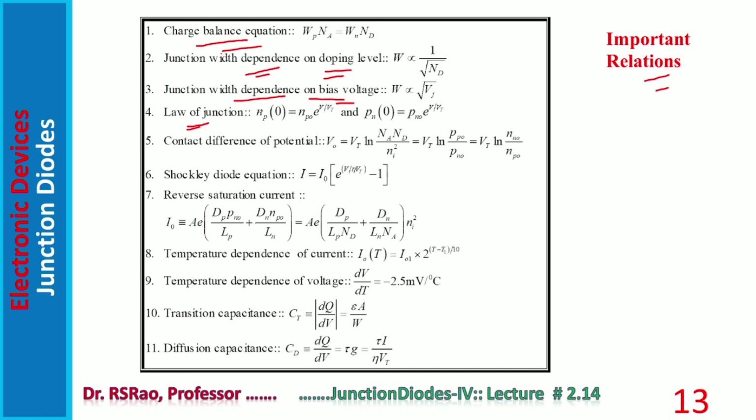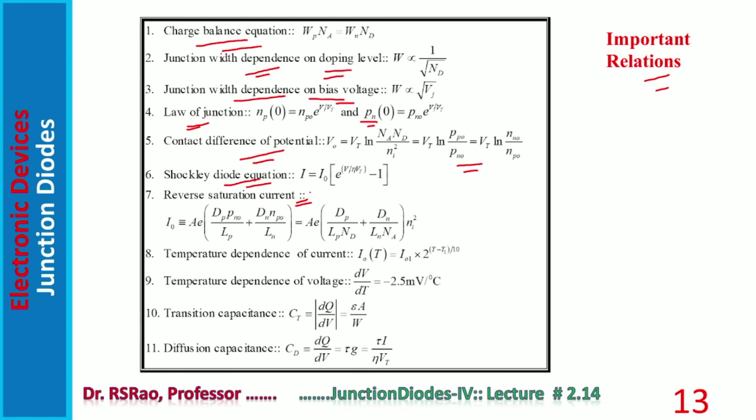Law of the junction is n_p(0) equals n_p0 e power V by V_T. Similar is the case with hole concentration. Contact difference of potential V_0 is equal to V_T multiplied by natural logarithm of N_a N_d by n_i squared. This can be put in terms of electron concentration or hole concentration in equilibrium. Shockley diode equation is there. It is I equal to I_0 into e power V by eta V_T minus 1.